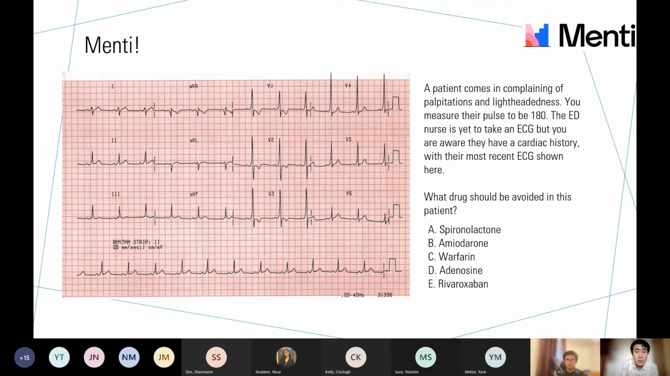Okay, Menti for you. This one is an SBA, I believe. So, a patient comes in complaining of palpitations and lightheadedness. That should already give you a clue. You measure their pulse to be 180 beats per minute. The ED nurse has yet to take an ECG from them, but you're aware that they have a cardiac history because you've got an ECG that was taken, let's say, a year ago. So, now that you've seen this ECG from a year ago, not their current one, how should that affect your planning for what drug they should not be taking?